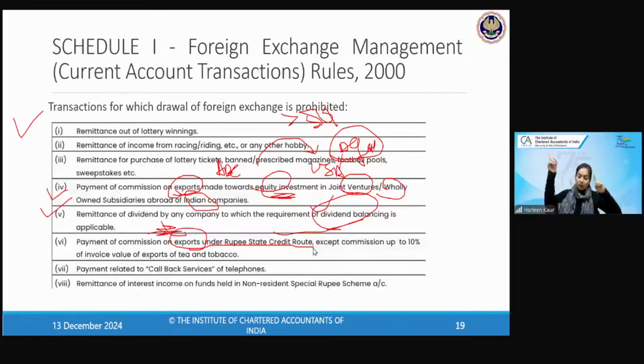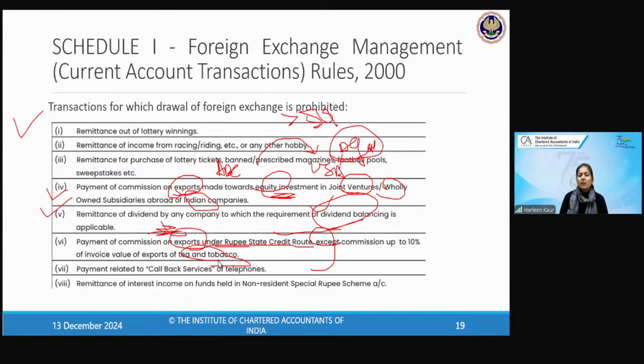Equity investment, abroad joint venture, wholly owned subsidiary: you cannot pay the commission on exports. Dividend balancing is applicable: you cannot remit the dividend outside India then. You are doing the exports under the rupee state credit system: then again, you cannot remit the commission on such kind of exports. Except where the commission is 10% on the value of invoice of tea and tobacco.